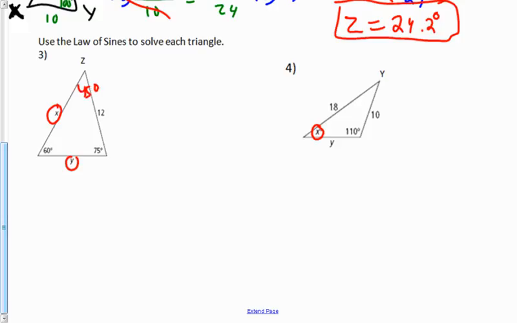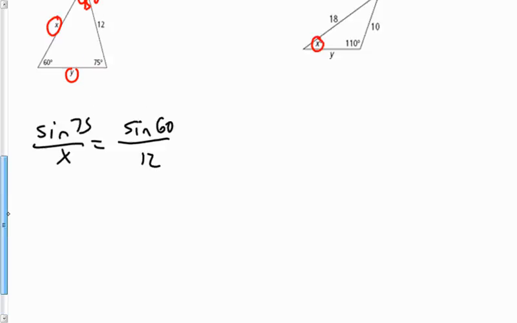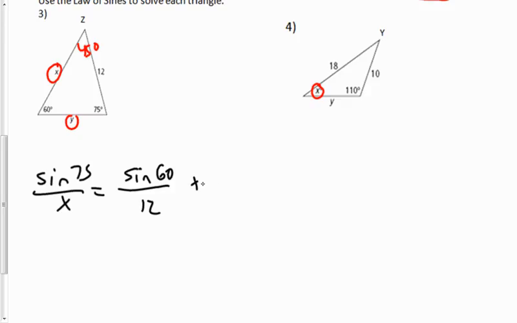All right, but to find x, let's do sine of 75 over x equals... You can do either one. Let's do the sine of 60. Actually, we have to do this one because we only have that one side length, over 12. And then you solve it using a proportion, and you get x equal to... I've already done it, so I've got x is equal to 13.4 when I solve that proportion.